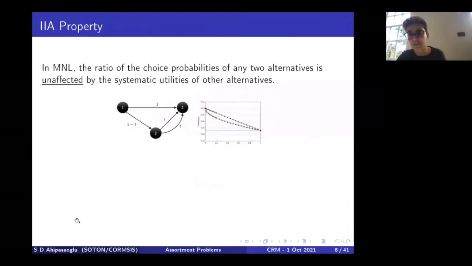There is a very well-known example, which is the red bus, blue bus, but I included another example here to show you that this property is really limiting, which is from a route choice model. So imagine that you're looking at the behavior of some traffic users, and they are traveling from 1 to 2. Imagine that you have this very simple graph, and you have three routes. One is a direct route from 1 to 2, and the other two are going via 3.